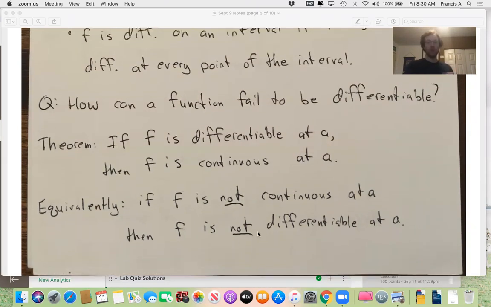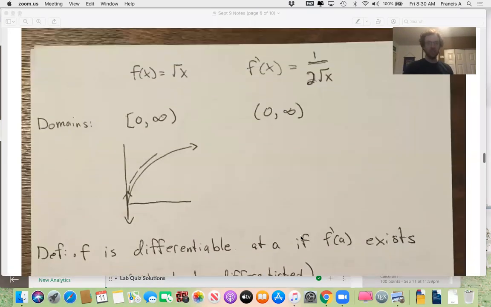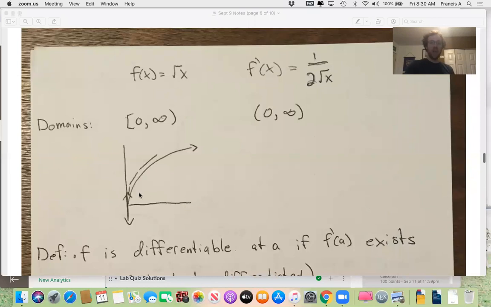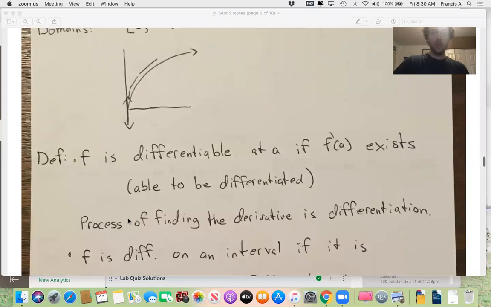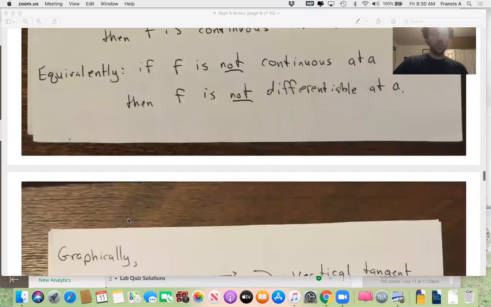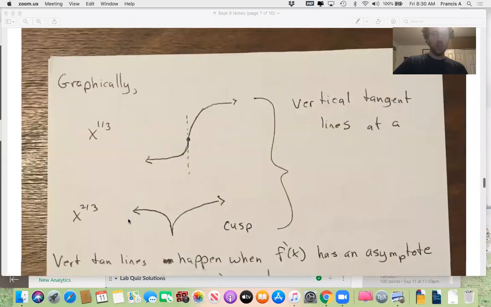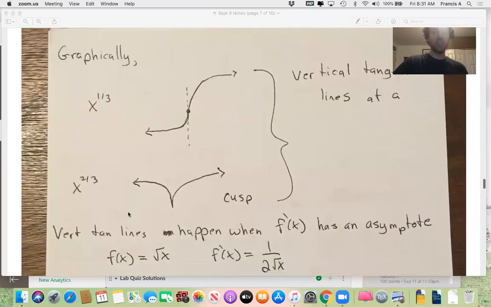So the big question is, are there places where a function is continuous but not differentiable? And we have actually seen an example of that. That's actually the square root example here. At 0, the square root is continuous, but it's not differentiable. So this is a thing that can happen. The more general situation is we can get what's called a vertical tangent line.